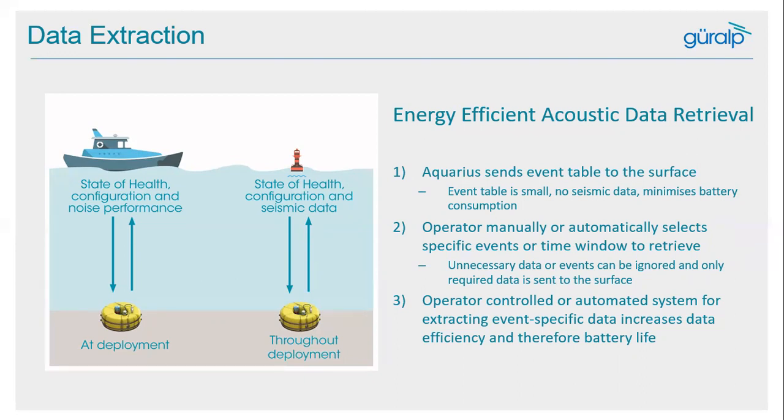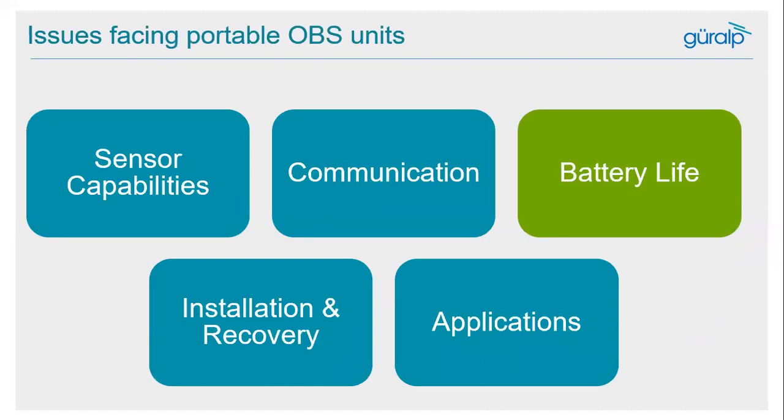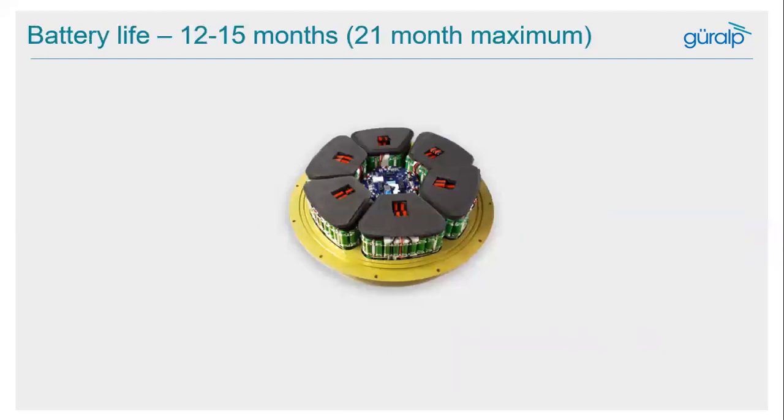All of this contributes to an operator-controlled or an automated system for extracting event-specific data, and this increases the efficiency and therefore the battery life. Carrying on with the battery life theme, as I said at the beginning, the pressure vessel inside the Aquarius can come in 2 sizes. That's rated to 4,000 meters and 6,000 meters.